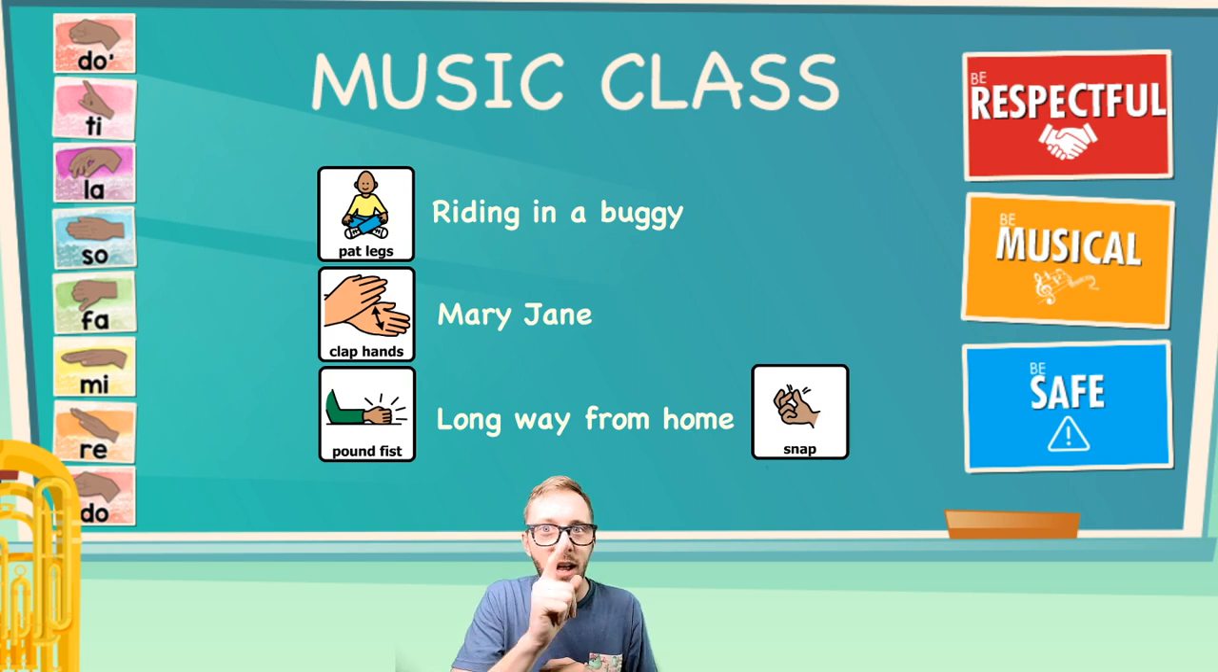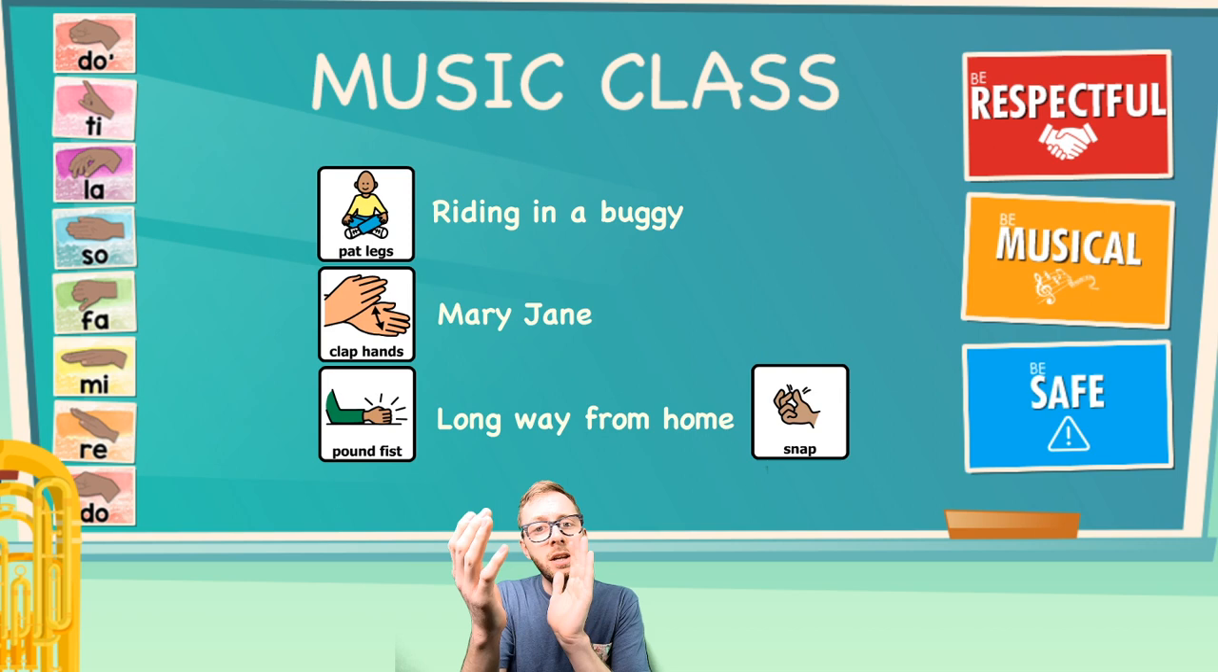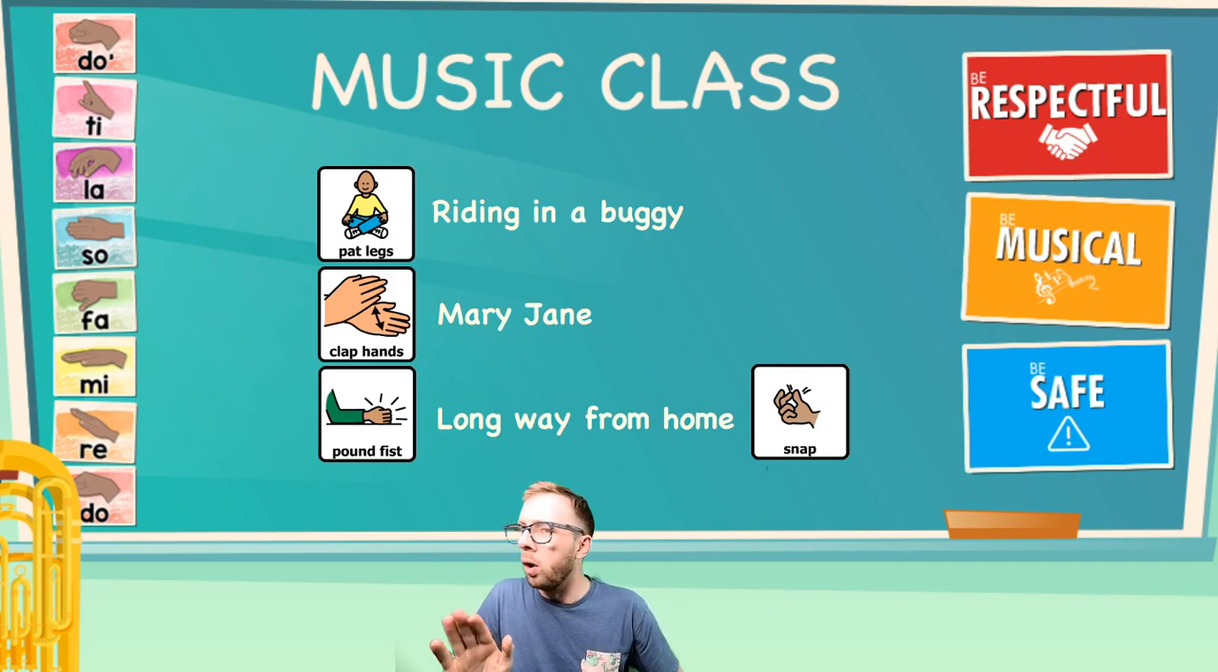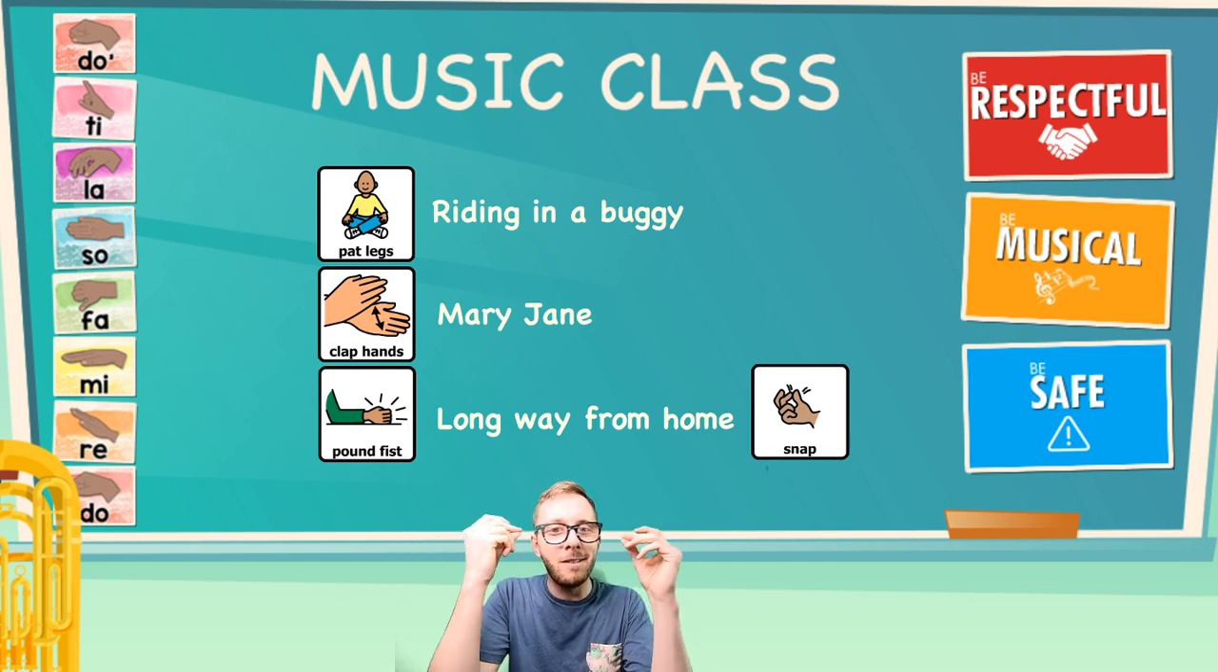Nice job. Let's put all 4 body percussion parts together. Patting our legs, clapping our hands, bopping our fists, snapping our fingers. Ready, beginning, here we go. Riding in a buggy, Miss Mary Jane, Miss Mary Jane, Miss Mary Jane. Riding in a buggy, Miss Mary Jane, long way from home. Riding in a buggy, Miss Mary Jane, Miss Mary Jane, Miss Mary Jane. Riding in a buggy, Miss Mary Jane, long way from home.